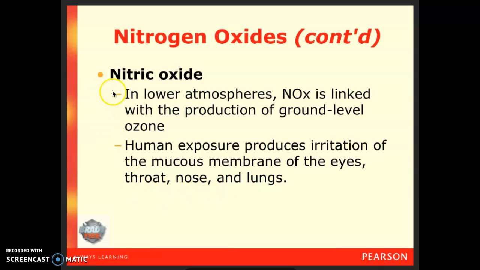Now, in lower atmospheres, nitric oxide is linked with the production of ground level ozone. What happens is that these gases will start to split oxygen molecules from each other. As the oxygen molecules split, they'll reattach to each other and will end up going from oxygen, O2, to ozone, O3, in these processes. Ozone is pretty nasty stuff on its own. It is a heavy irritant.